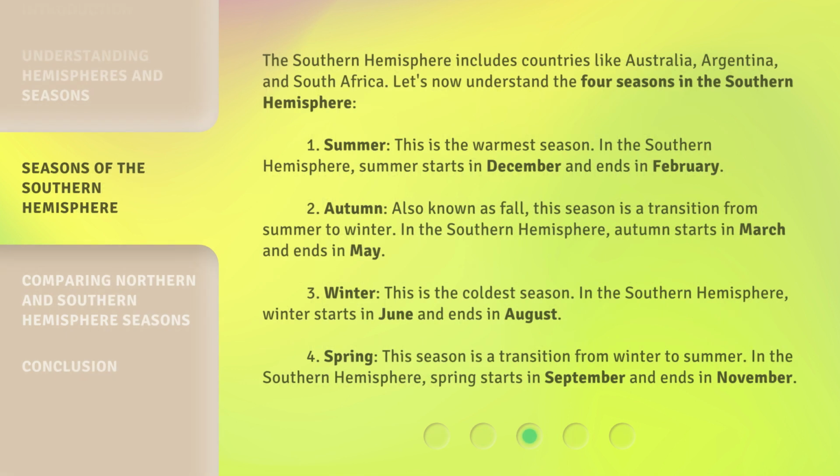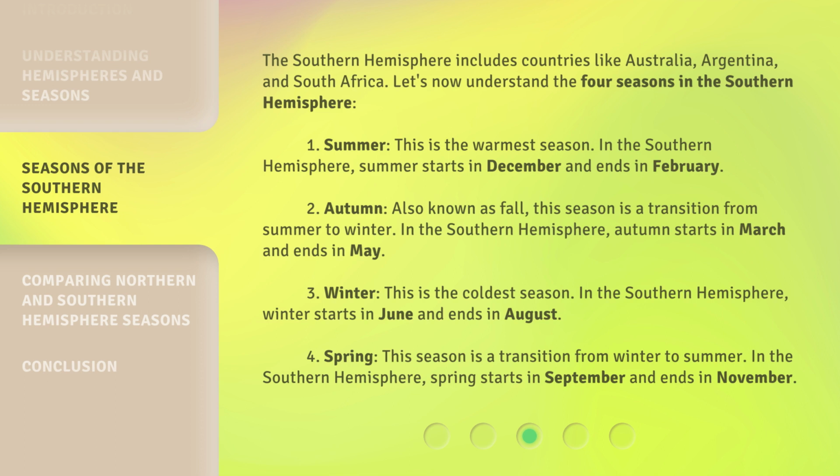The Southern Hemisphere includes countries like Australia, Argentina, and South Africa. Let's now understand the four seasons in the Southern Hemisphere. 1. Summer. This is the warmest season. In the Southern Hemisphere, summer starts in December and ends in February.